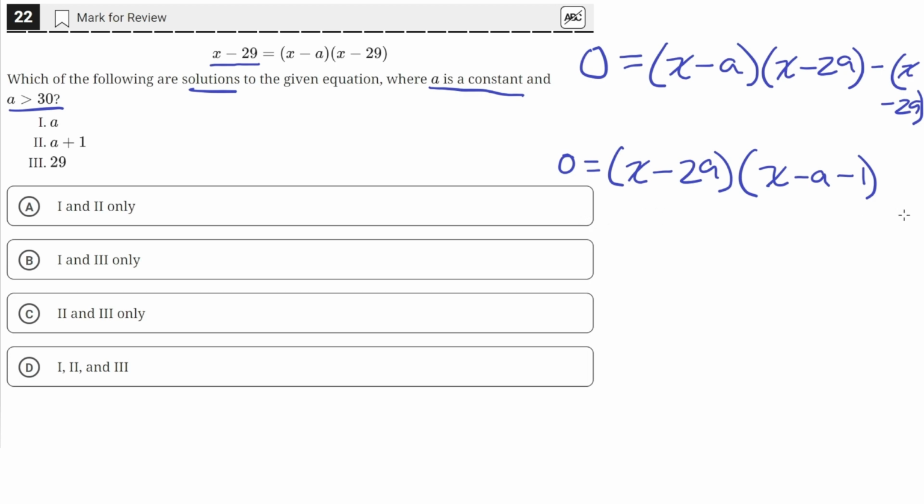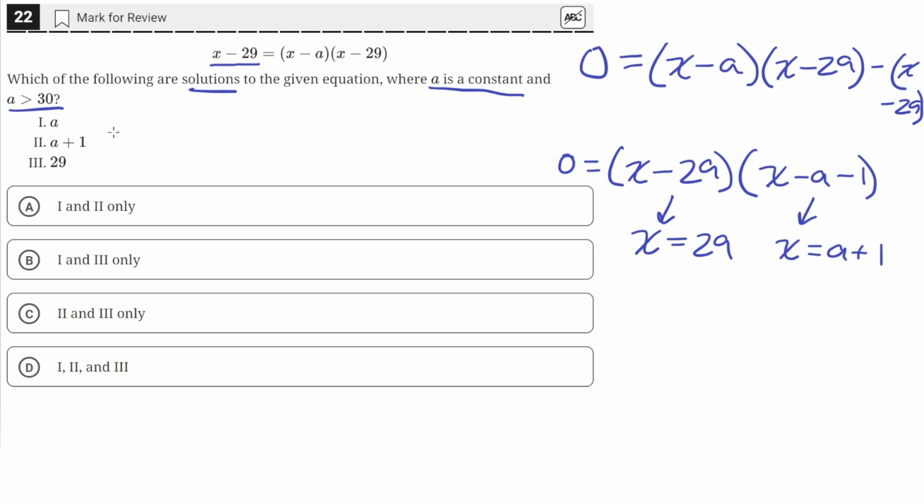Okay, so now we have this expression here, and we can see that one of the solutions is x equals 29, because when x is equal to 29, 29 minus 29 is 0. So 0 times this quantity here will just be 0 as well, which satisfies the equation. Left and right hand sides will both be equal. And then from here, the solution is x equals a plus 1. Because when x equals a plus 1, a minus a is 0, and then 1 minus 1 is 0. So then this right-hand side, 0 times this quantity, will still be 0. So that satisfies the equation as well.